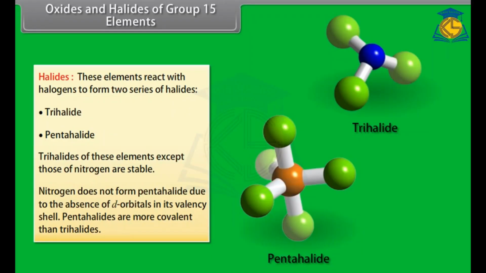Nitrogen does not form pentahalide due to the absence of d orbitals in its valence shell. Pentahalides are more covalent than trihalides.